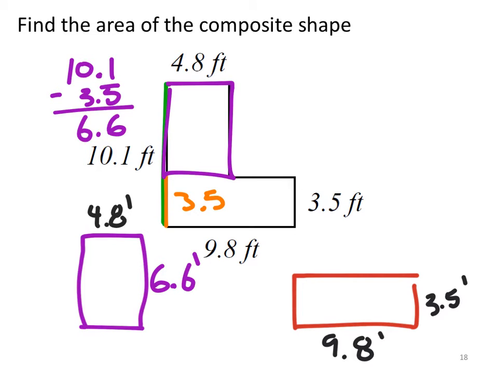Now we want the area, so we've got to multiply length and width for both of these rectangles. So the area of the purple one is going to be 4.8 times 6.6, and I'll just put that in my calculator real quick. 4.8 times 6.6, 31.68.